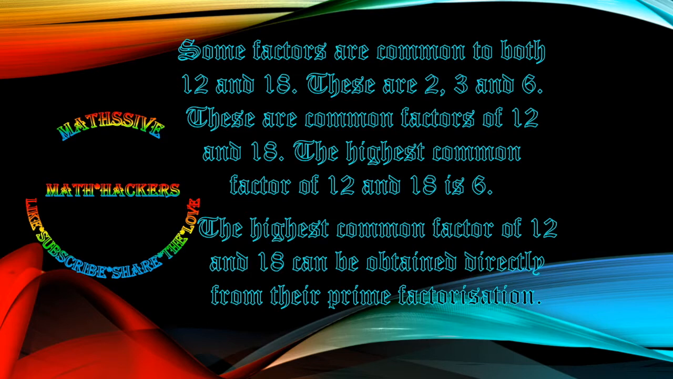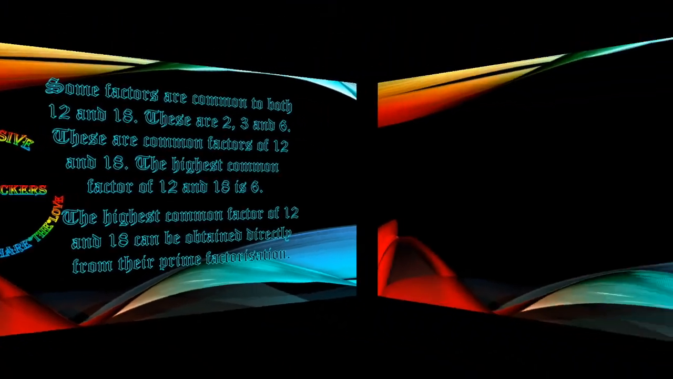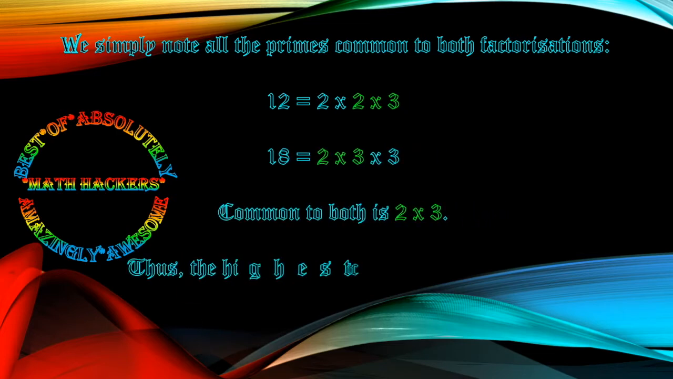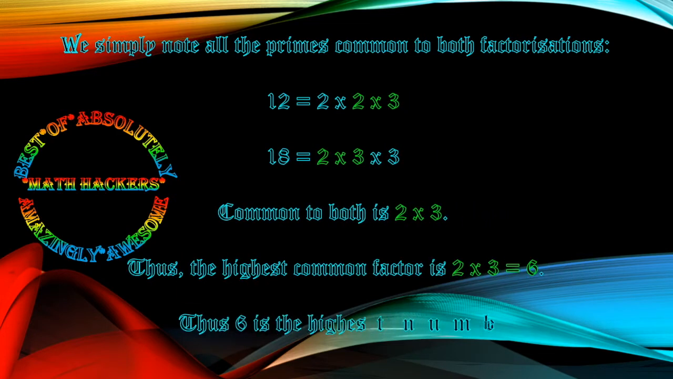The highest common factor of 12 and 18 can be obtained directly from their prime factorization. We simply note all the primes common to both factorizations. 12 equals 2 times 2 times 3, and 18 equals 2 times 3 times 3. Common to both is 2 times 3. Thus, the highest common factor is 2 times 3, which is 6.